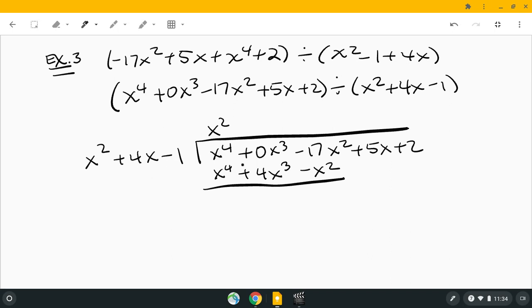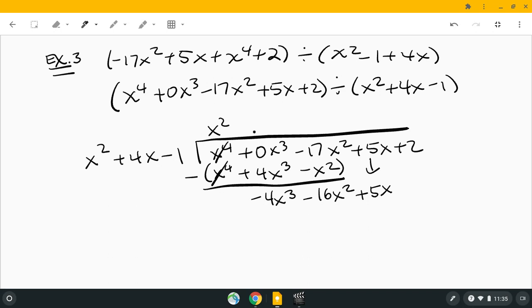And again, you see how all of these match up. And if you don't use that 0 placeholder, then they won't match up. So that's why it's very important to have them in order and use 0 placeholders. Okay, so let's go ahead and subtract here. They cancel out. I get negative 4x cubed here. And I get negative 17 plus 1, so that's negative 16x squared. And that'll bring down the plus 5x. And then I start all over again.